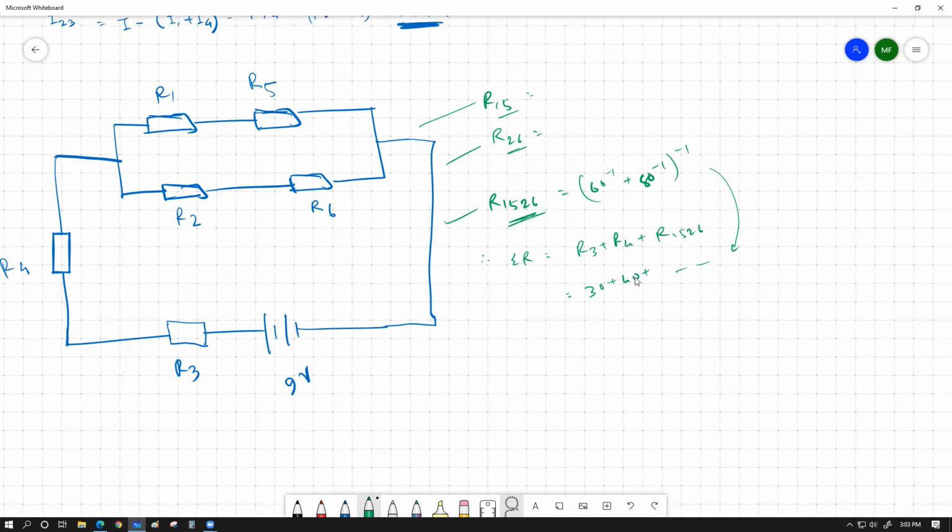Beautiful. R1526 means the total resistance of the combination that is made up of R1, 5, 2 and 6. It doesn't matter whether 15 and 26 are in series or parallel. It simply means the way they are arranged in the circuit and calculated in that manner, but this is the total resistance of the combination made up of all those components. That's what I meant.